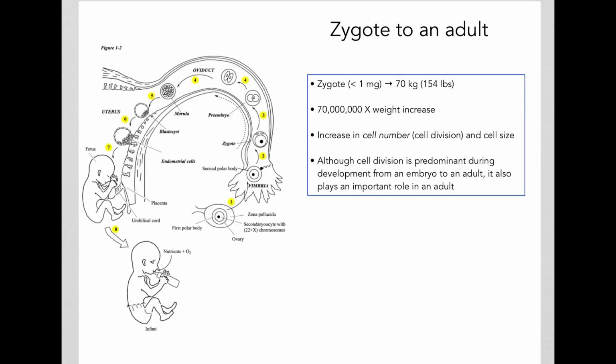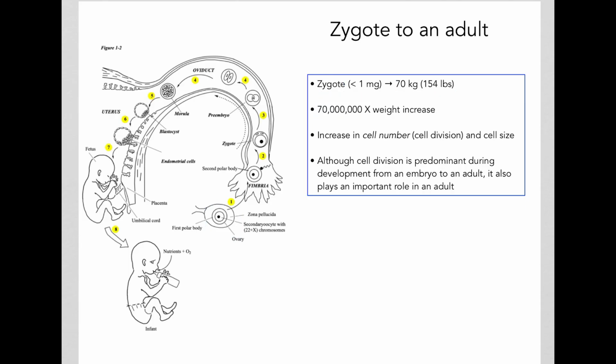So we all started off as a zygote, basically the egg that was fertilized, and the zygote is about 1 milligram, less than a milligram. So imagine that zygote grew into an adult. Let's say an average adult is 70 kilograms, it's about 154 pounds. So we are talking about a 70 million times increase in weight as the zygote becomes an adult.